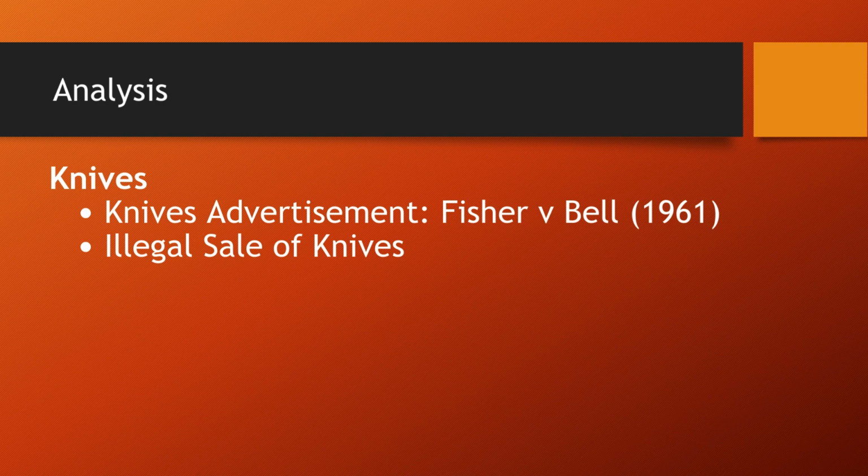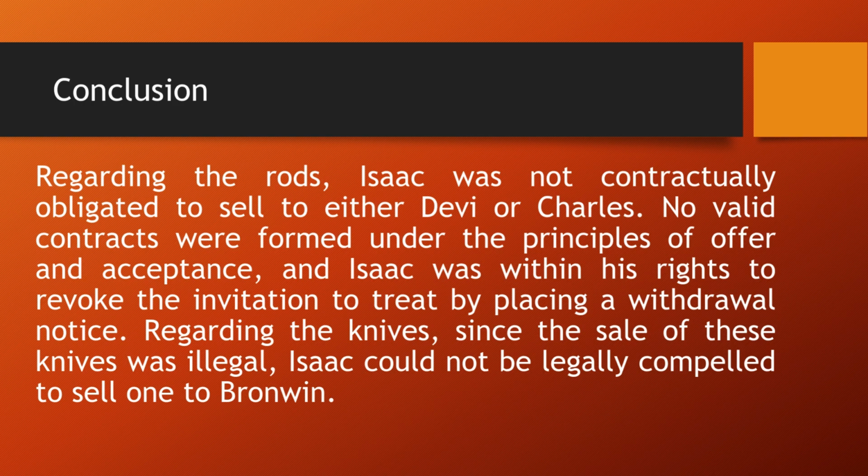So, to conclude, regarding the rods, Isaac was not contractually obligated to sell to either Devi or Charles. No valid contracts were formed under the principle of offer and acceptance. And Isaac was within his rights to revoke the invitation to treat by placing a withdrawal notice. Regarding the knives, since the sale of these knives was illegal, Isaac could not be legally compelled to sell one to Browning. Thank you.